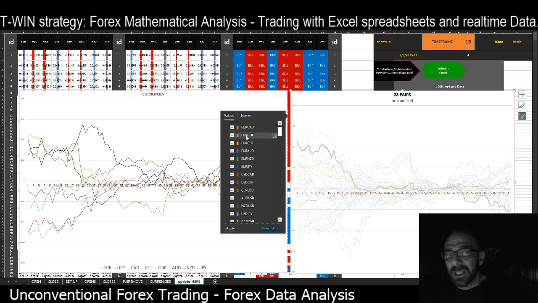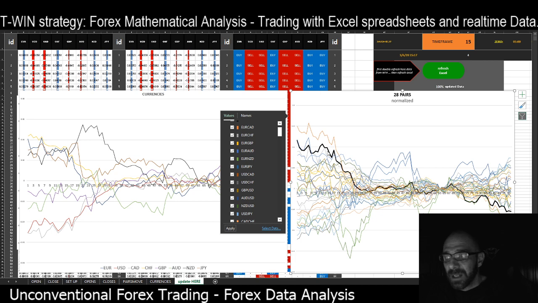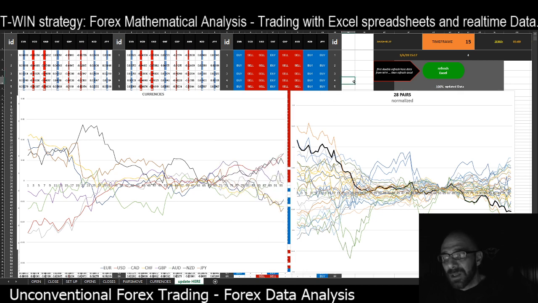Okay, so this is a process that takes some moments, but a very small amount of time compared to analyzing 28 charts on MetaTrader and clustering them by currency, which takes of course a lot more fatigue and mental stress in order to figure out what to do.